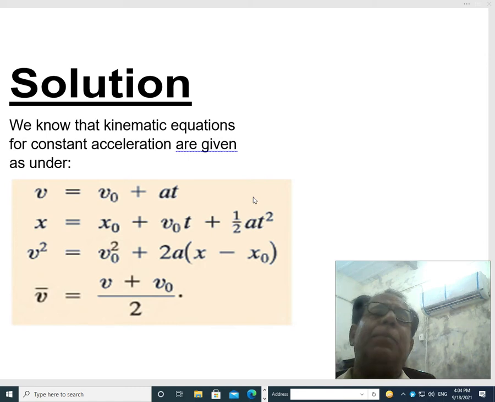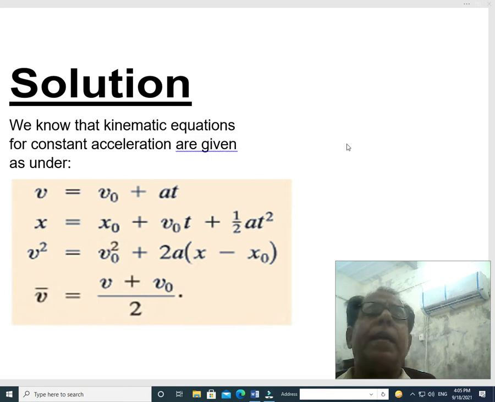This is a table of equations of motion. Four equations are given. First equation is v equal to v naught plus at. Second equation is x equal to x naught plus v naught t plus half at square. Third equation is v square equal to v naught square plus 2a into (x minus x naught), and the last equation is v average, average speed, equal to (v plus v naught) divided by 2.